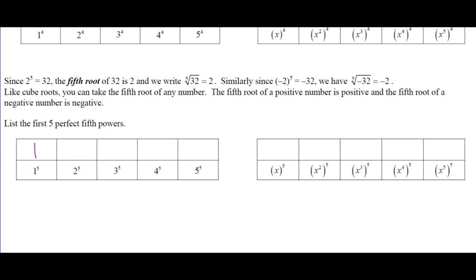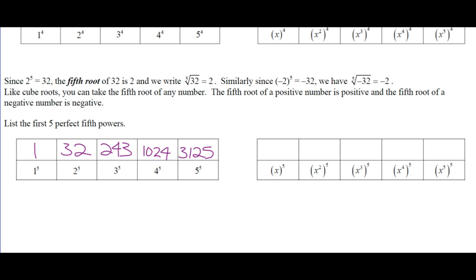2 to the 5th, 32. 3 to the 5th, 243. 4 to the 5th, 1024. And 5 to the 5th, 3125. Okay?